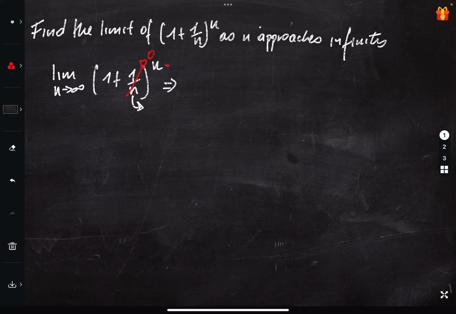What about this n? This n here will actually go to infinity because it's growing all the way to infinity. And so what will end up happening here is that we have 1 plus 0 to the power of infinity. So I have 1 to the power of infinity, which is an indeterminate form. When we see this type of case where we have indeterminate forms, we want to use L'Hopital's rule.